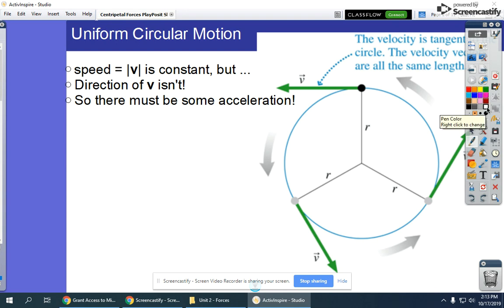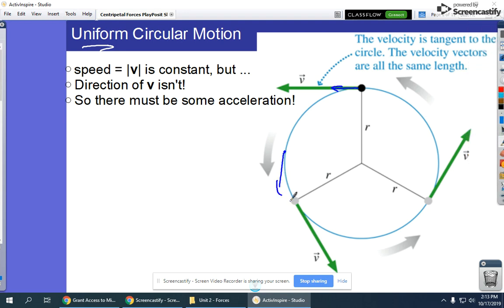And when I say uniform, what I mean by that is that our speed is constant. So as you're going around the circle, you are always moving at the same speed. However, because you're going in a circle, your direction is constantly changing. Over here, you're going this way. Over here, you're going this way, and so on. And because you're always changing direction, even though the magnitude of your velocity vector isn't changing, the direction is.